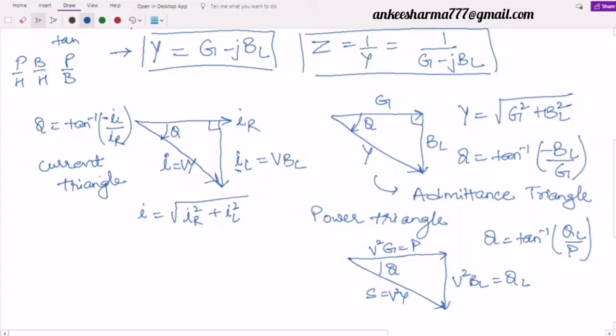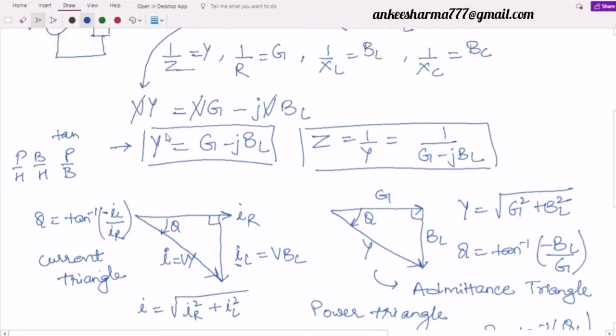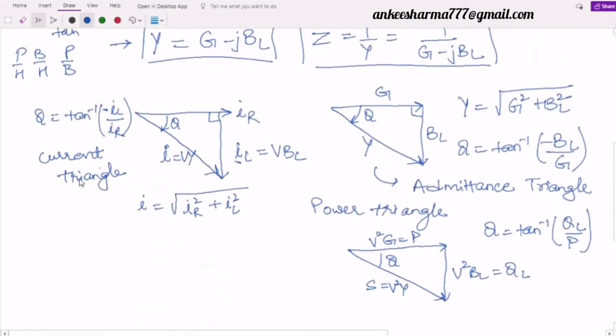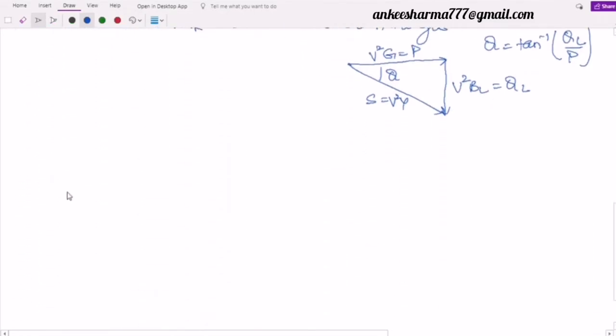Right? Is it clear to you? Any doubts related to the RL parallel circuit? We have only switched to the current values and the admittance values. And we have to just remember that whenever there is a phase shift of 90 degrees, we can replace it with J. If it is plus 90 degrees, we will replace it with plus J. If it is minus 90 degrees, we will replace it with minus J. Right. So next I am going to discuss the RC parallel circuit.